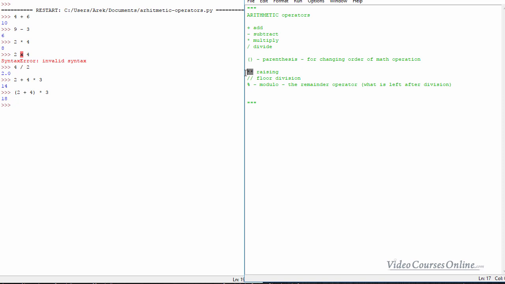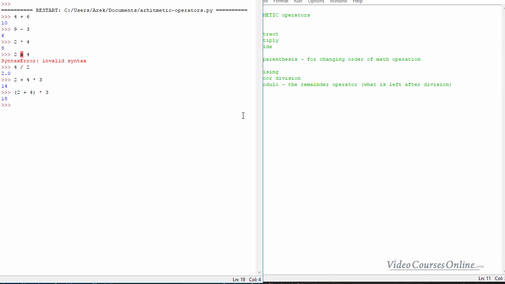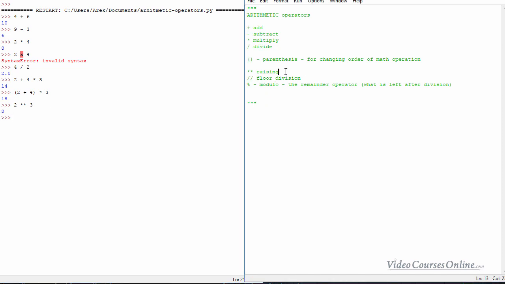There is also a very cool operator that doesn't exist in other programming languages. This operator can raise the number to the power of the number that is on the right side. So when you do 2 raised to the power of 3, it will be equal to 8. Because in order to raise to the power of 3, you need to multiply this number by itself 3 times. So 2 multiplied by 2 is 4, 4 multiplied by 2 is 8. As you can see, the result is 8, so everything works fine.